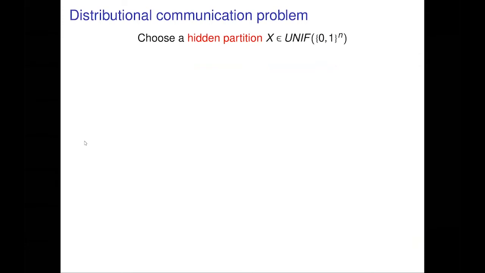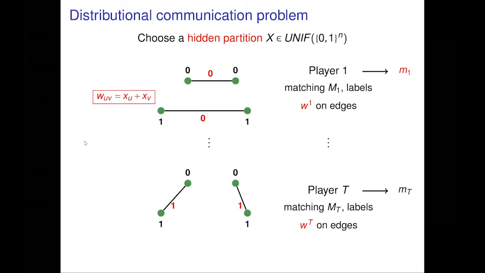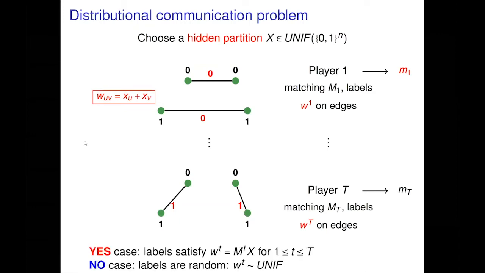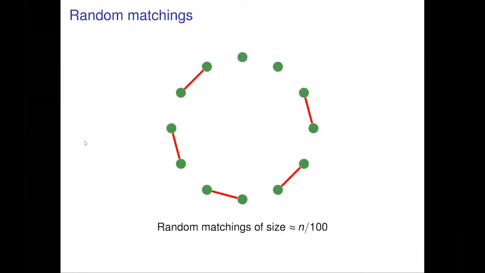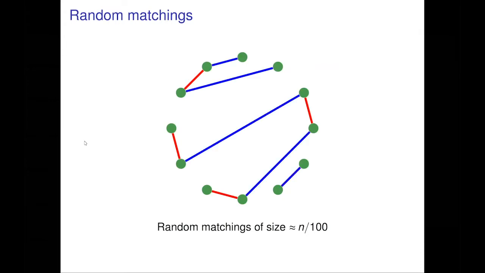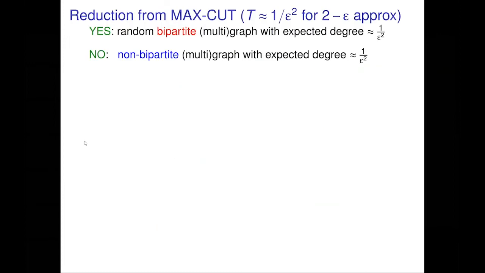Of course, we're interested in a distributional version of this, where the hidden partition in the yes case is random, and in the no case, the labels are just random. And in the yes case, they're all consistent with this partition. Good. What are the matchings? The matchings, as before, are also random and of linear size. Good. So here are the matchings given to all the Bobs overlaid on top of each other.